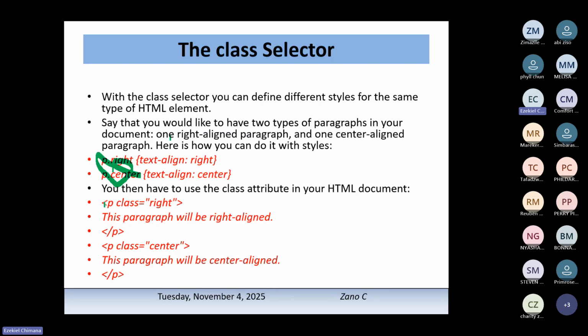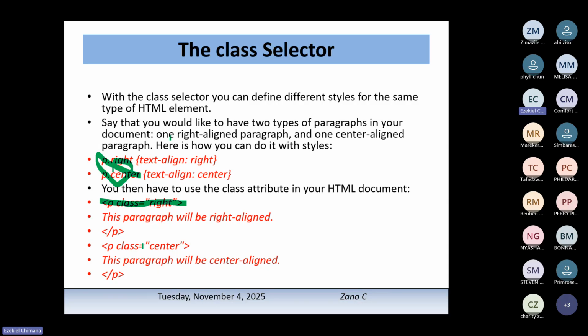If you look at it, here we've got a paragraph that has a class, and its name is right. And this one has a class, and its name is center. So you can even remove this p and just have a dot right and a dot center. It looks for the class right, which is this paragraph, and does right alignment, and then this one, which has the class center, gets center alignment.